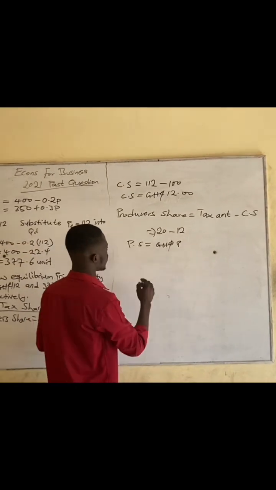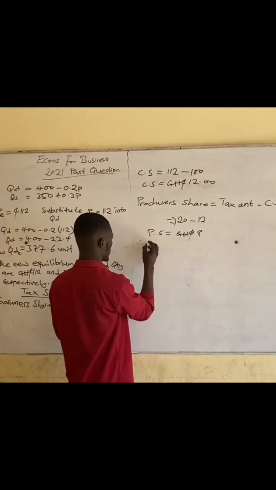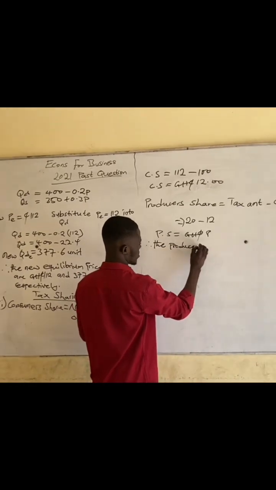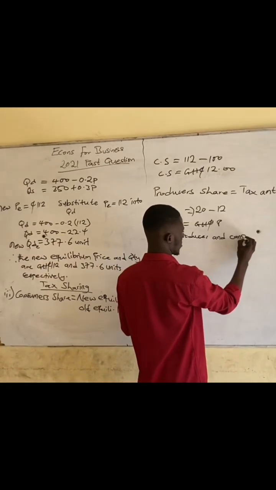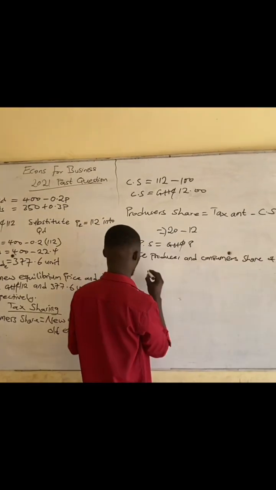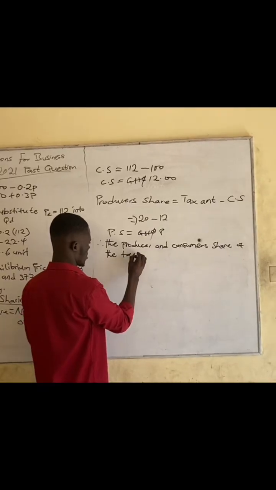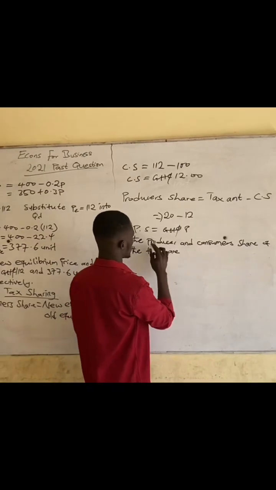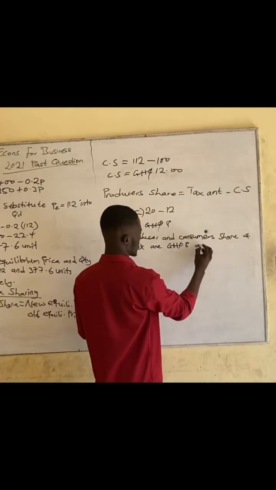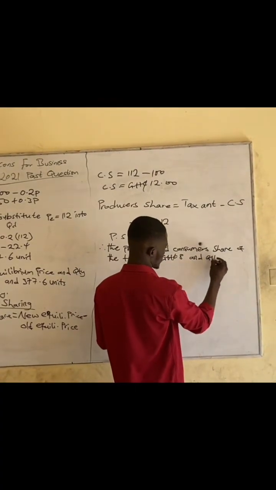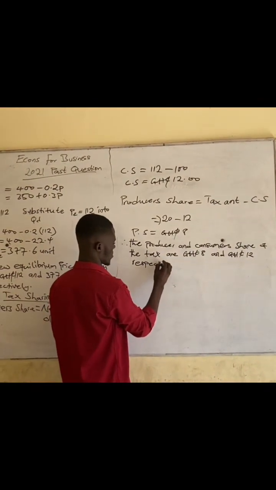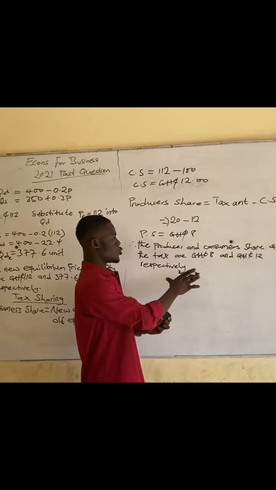They ask you to determine how the consumer and producer are going to share the tax, so here you draw your conclusion that therefore the producer and consumer's share of the tax are, producer first, so don't forget in that order, 8 cedis and 12 cedis respectively. So don't always forget to add your conclusion.